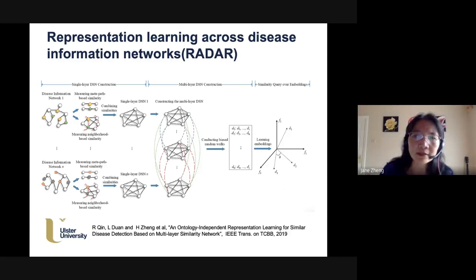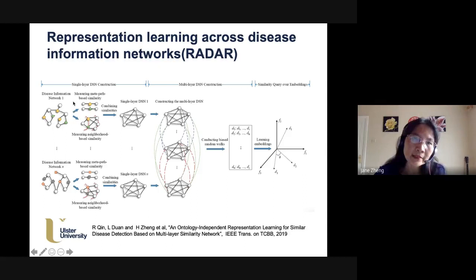Now the first step is the single layer network construction. Again, for each disease, there is different data related to the disease. We have protein data, chemical compound data, gene data. From the different data and different diseases, we try to construct the disease information network. After the disease information network is constructed, we start to measure the similarities.